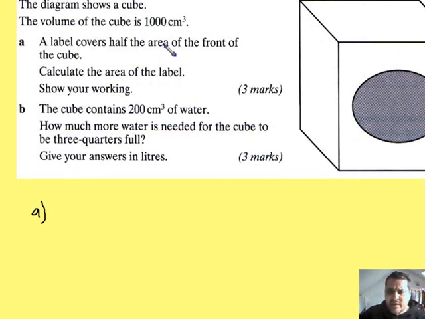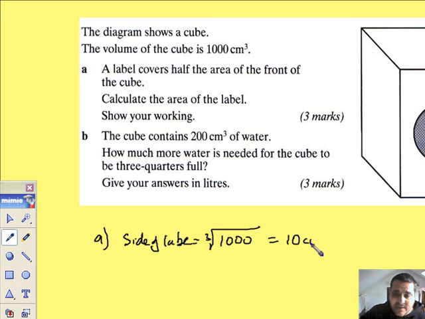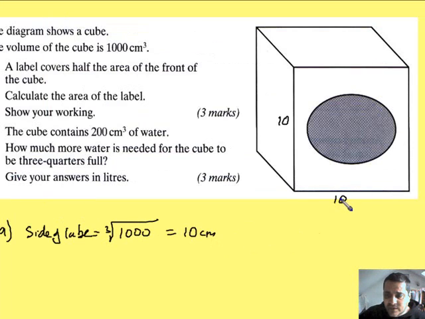Right, well, we've gone from volumes down to areas now. Now, listen, if the volume is 1,000 centimetres cubed, then the side of the cube is going to be the cube root of 1,000. Therefore, each side is 10 centimetres in length. So I've got a 10 here, I've got a 10 here, and I've got a 10 that goes into the page there, or into the screen. These are all centimetres, of course.